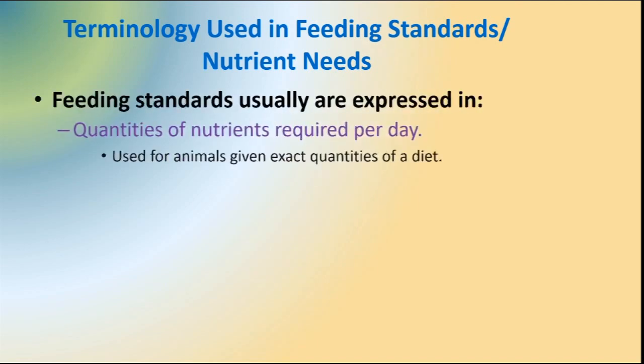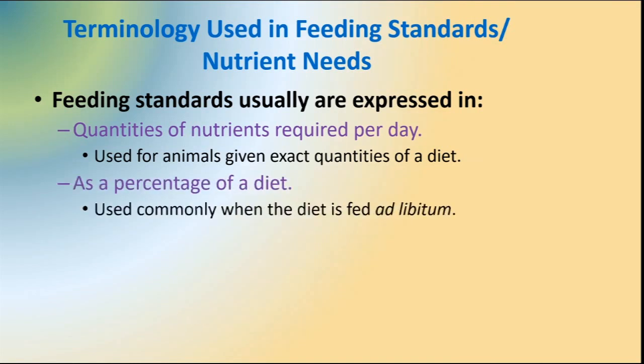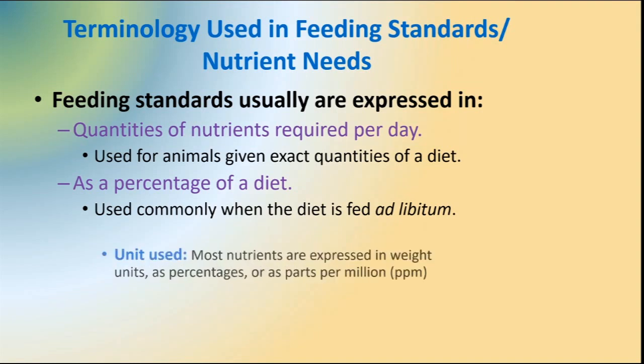So, different terminologies are used in different feeding standards, just to get an idea about the terminology. Feeding standards are usually expressed as quantity of nutrient required per day, as we have discussed earlier. They are used for animals given an exact quantity of a diet. The second is as a percentage of the diet, which is used commonly when the diet is fed ad libitum, like in the case of broilers, which we feed ad libitum, and then we can only manage the percent of the nutrients.